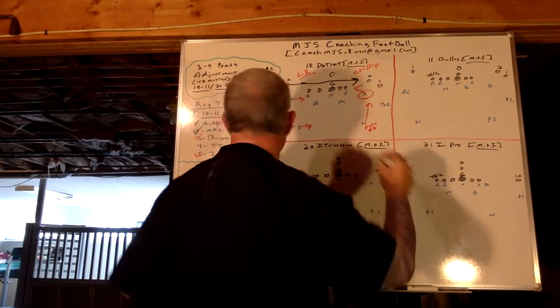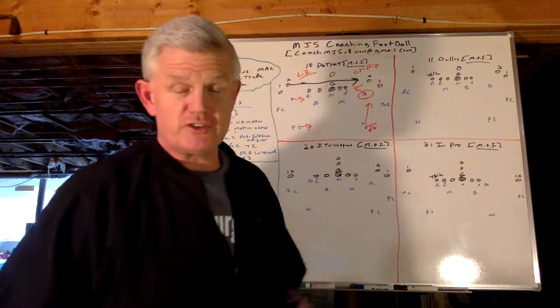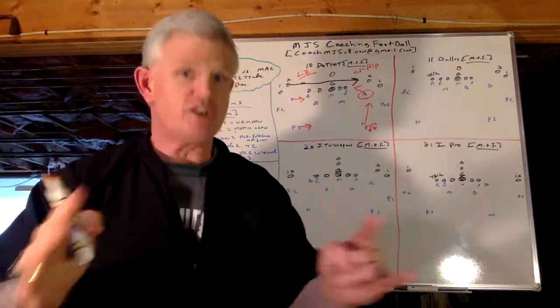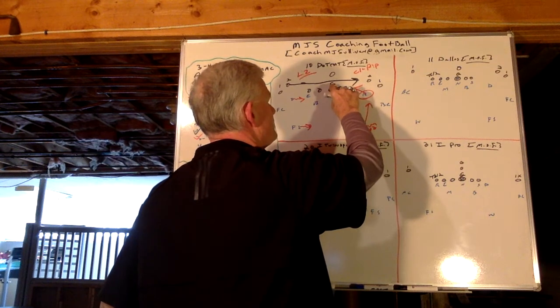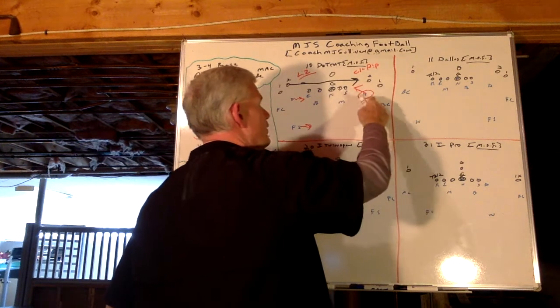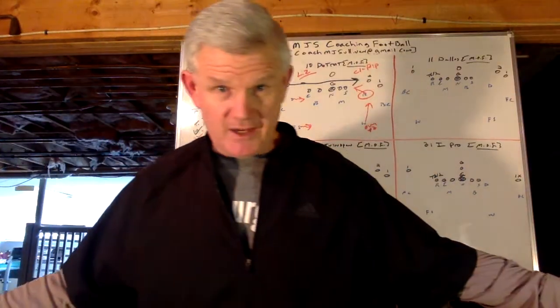linebacker in toward number 3. Because this is why that's the rule. This is the way we adjust. If the ball is snapped and he does hand the ball off, your outside linebacker is in the position to make the tackle.